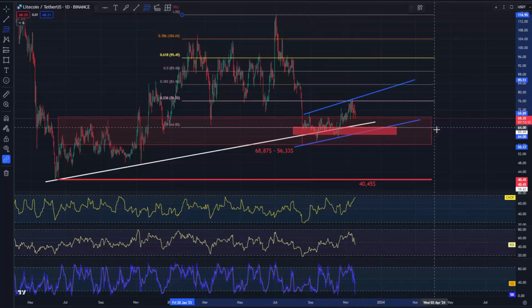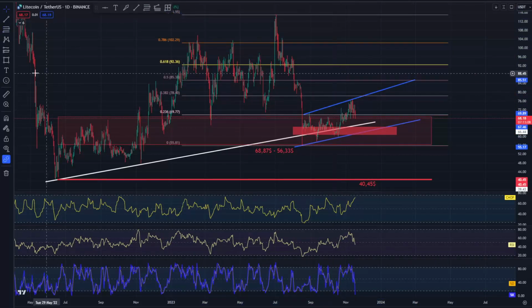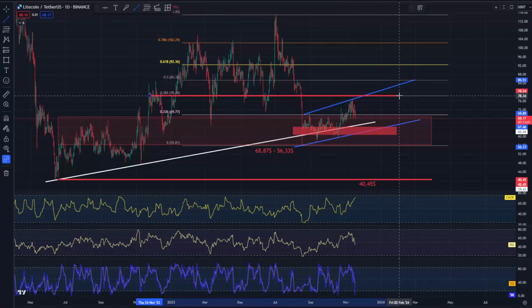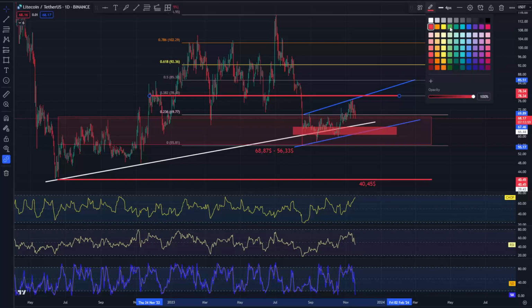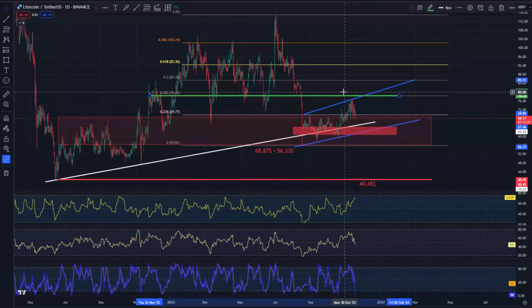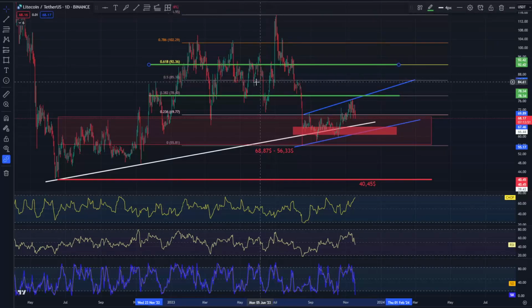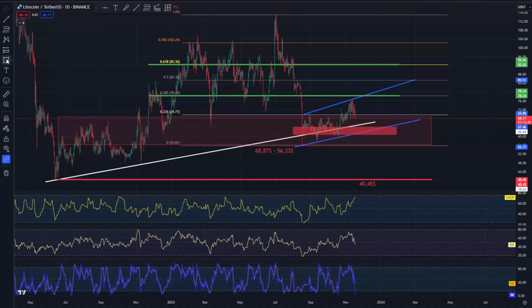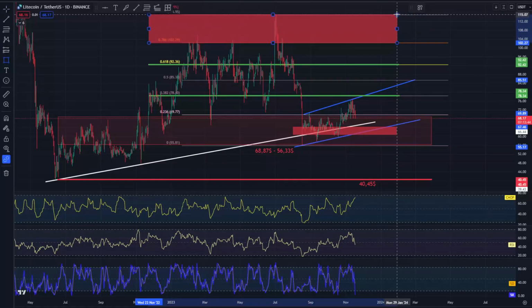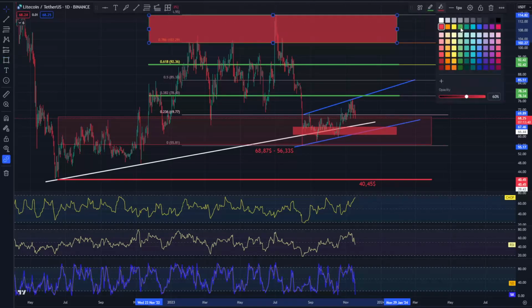Looking the other way, we can see that the upper border of the channel is also the first place of significant resistance for the price at $78.34. The next important resistance is at $92.42. And then the price must overcome the strong resistance zone from $102 up to $115.